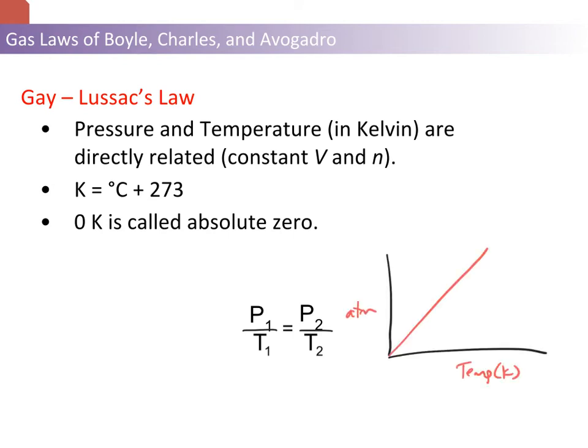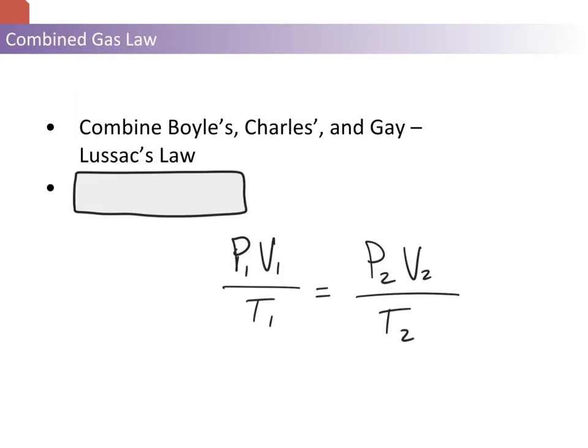It would look something like this. If this was temperature in kelvins, at absolute 0 you'd have 0 pressure, and as you increase temperature, you increase pressure proportionally. Now, if you combine all these gas laws together, you get what is known as the combined gas law. Real original name, right? It combines Boyle's, Charles', and Gay-Lussac's law.